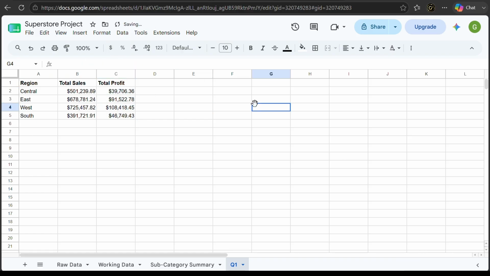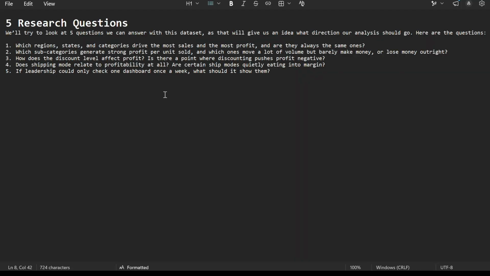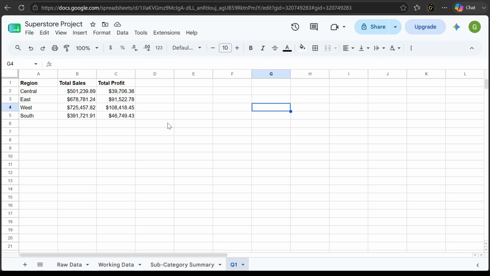Then I would highlight all of this and format it as currency. Now I want us to observe something together. Question 2 said, which region, state, and category drive the most sales and most profits? Are they always the same ones? So we have to create another one now. This one is for regions, right? We are going to try to create another one now, which would be for states. That's what we're going to try to do.